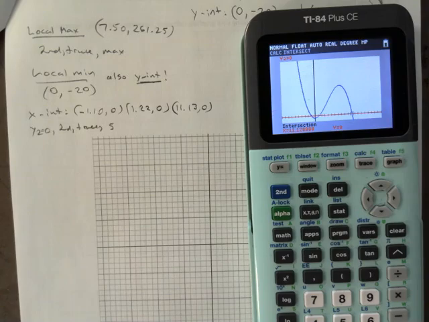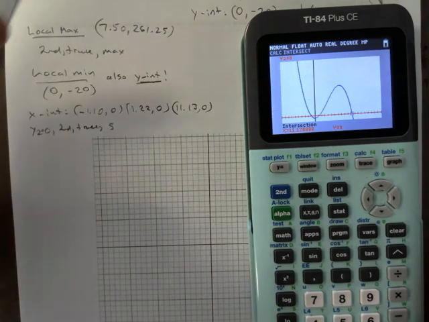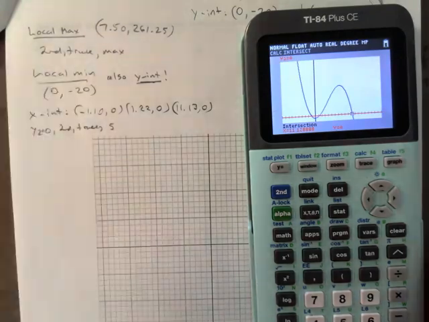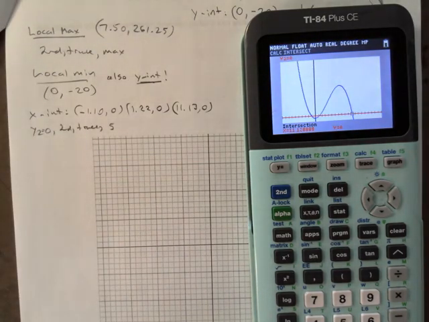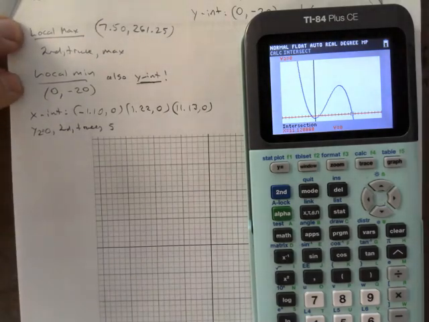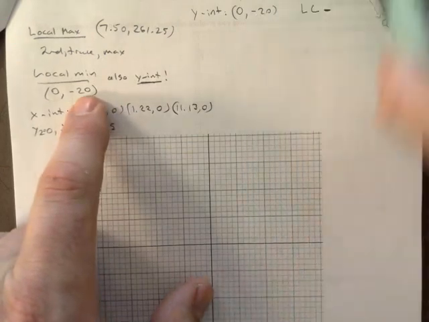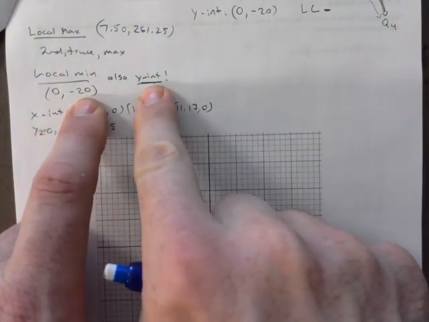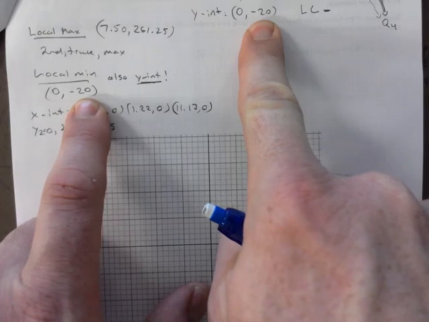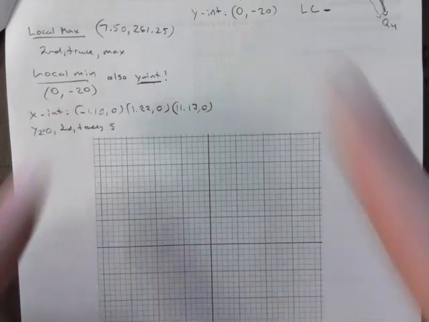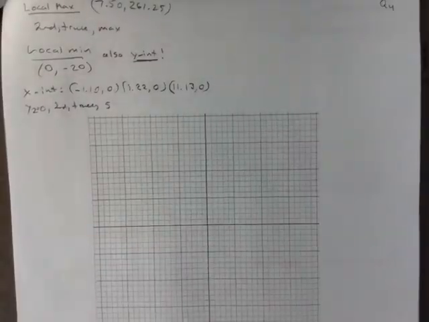There you have it. So you've got local max, local min, which is technically the quote-unquote vertex that we used to deal with in our parabolas. You've got all x-intercepts. You also have the y-intercept. It's here, and we also knew anyways that that was our y-intercept. Okay, let's graph it.